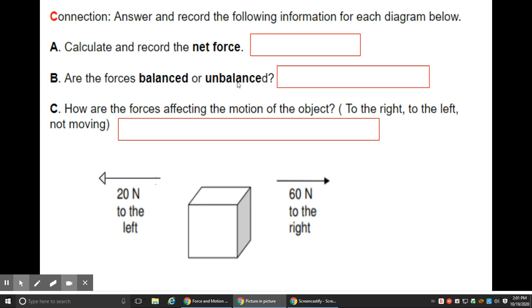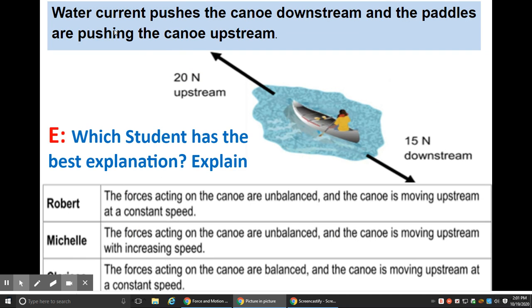That's our net force. The forces acting on the box are unbalanced because the box is going to move in the direction of the greater force, with 20 newtons of force. I'm sorry, with 40 newtons of force. So how are the forces affecting the motion of the object? The box is going to move to the right.